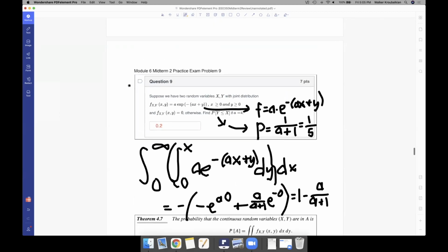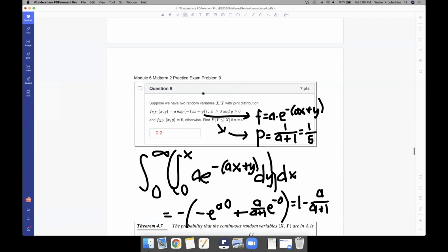So what I mean by a sanity check is think about what you know about the behavior of this function, right? And based on that, say whether it's more likely or less likely that this event is going to happen, right? So if we look at this PDF, it's e to the negative ax times e to the negative y, right? So at large values of x, this is going to get smaller faster as x increases, and this gets smaller slower for y increasing, right?